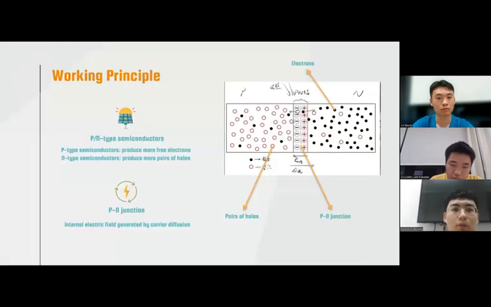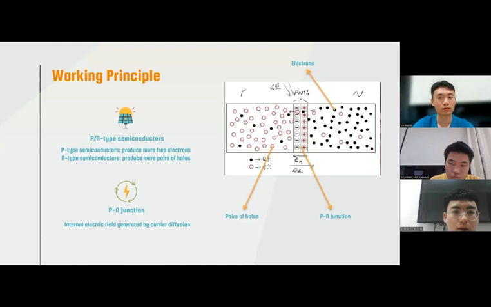And I will move on to the working principle part. The basic structure of a solar cell is a combination of p-type semiconductors, which produce free electrons, and n-type semiconductors, which produce holes, both of them called charge carriers.